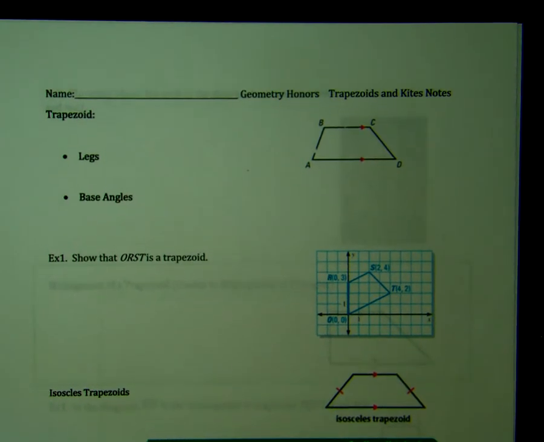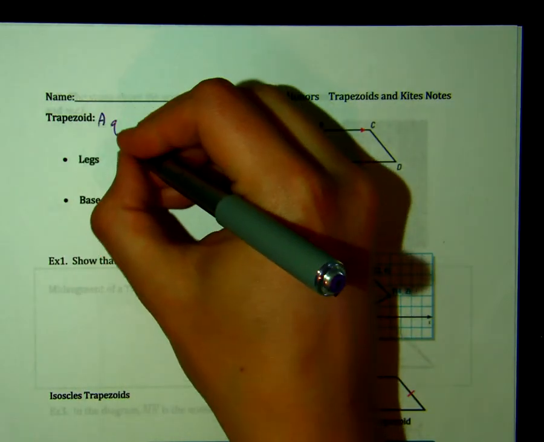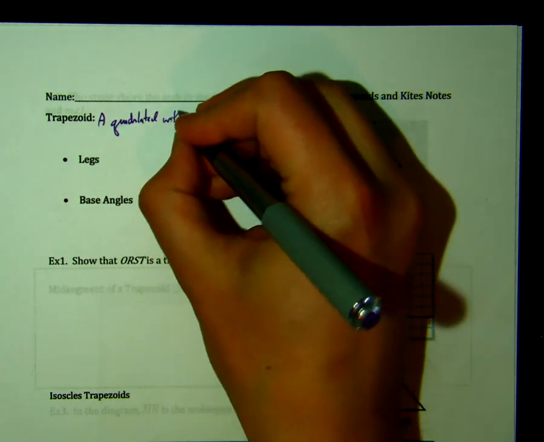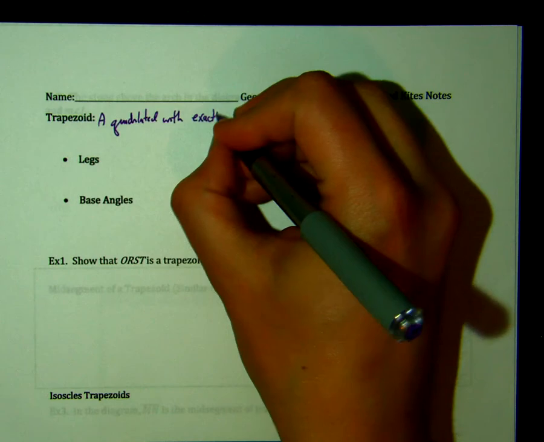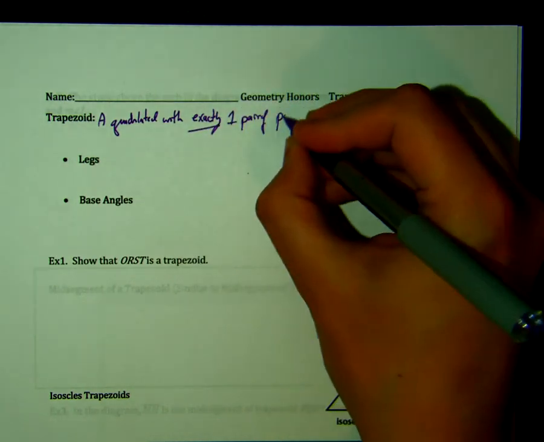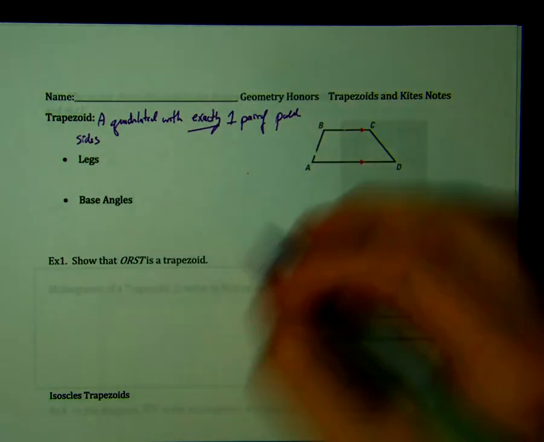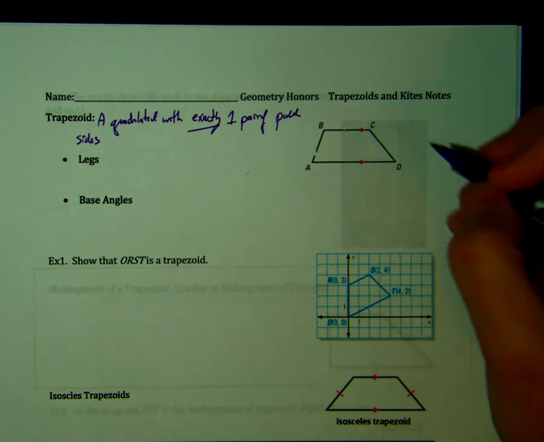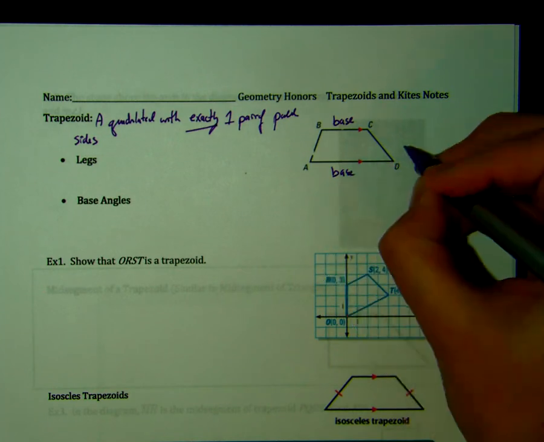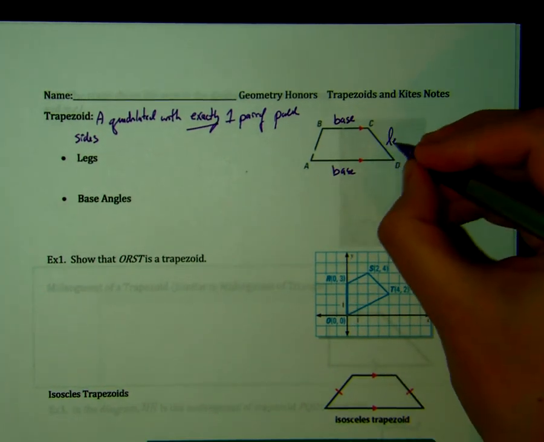So in general, just starting off here, a trapezoid is a quadrilateral with exactly one pair of parallel sides. So it'll have one pair of parallel sides, one pair of non-parallel sides. The parallel sides are called the bases. So you'll have two different bases, and then the sides that are not parallel are called the legs.